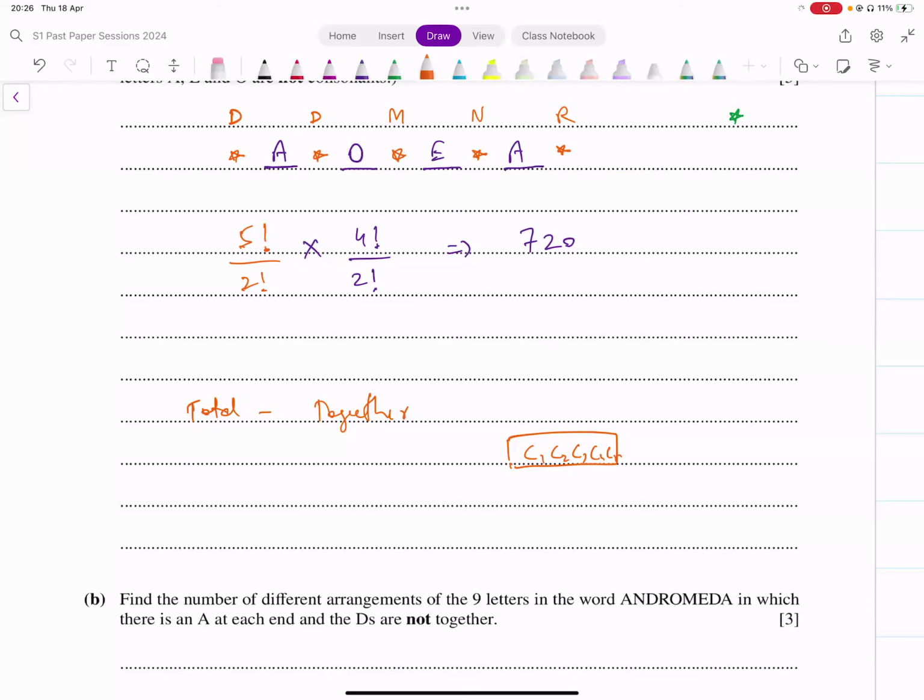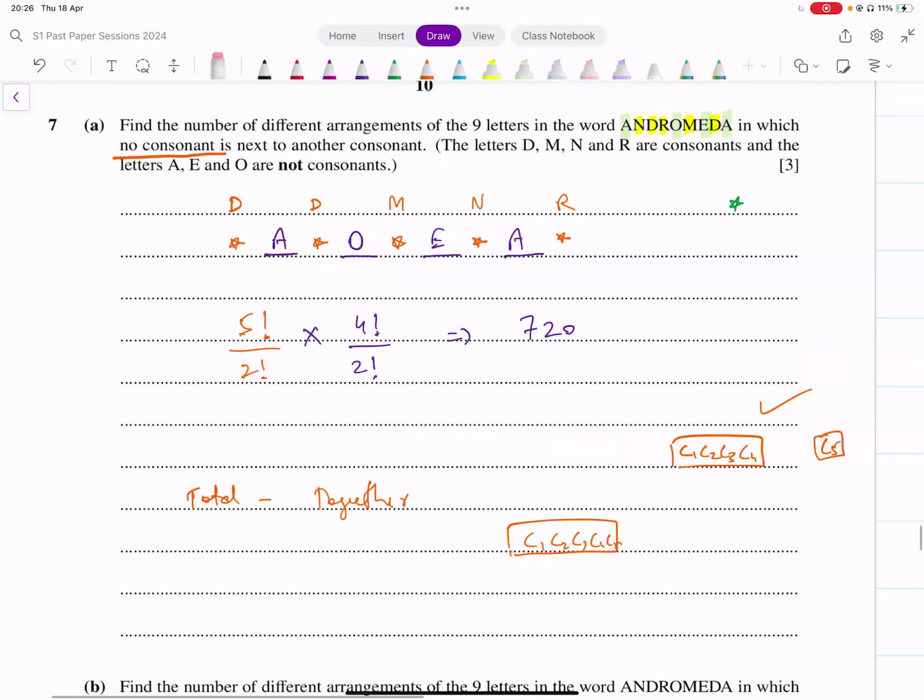However, what about the case when 4 are together, C1, C2, C3, C4, and 1 is separated? This case would also be counted, but we don't want to count that. We want each consonant separated. So there should be no 2 consonants together. So for this, you can't use that method where you subtract the arrangements where these are together from the total. This method is not going to work here because you have to separate all consonants. No 2 consonants can be together. So that method does not work here. Okay.